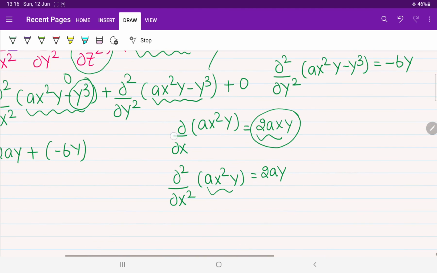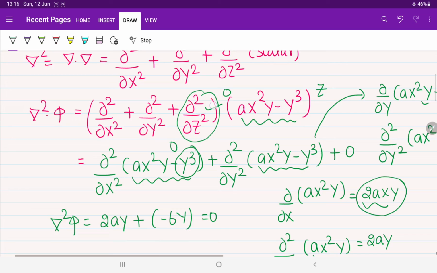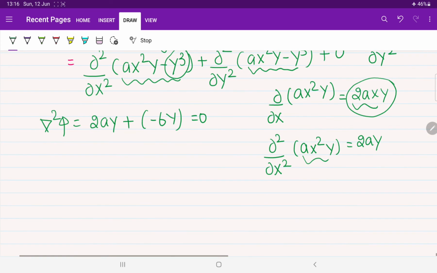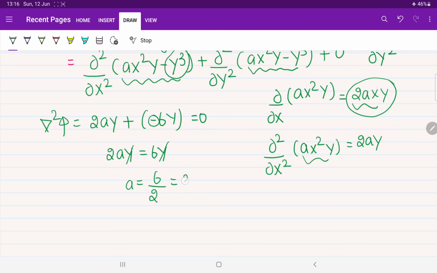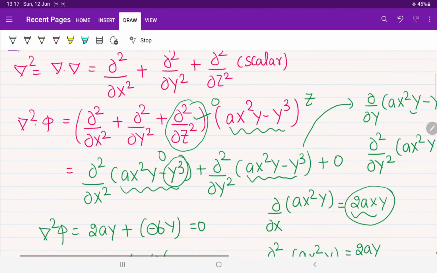Okay sir, after finding all this, what do we have to do? Do you remember what the question is? The question is, if del square phi is equal to 0, then what is the value of a? So if I equate this whole value to 0, what will happen? 2 times ay equals plus 6y, because here it is minus. y will get cancelled out, a will become 6 upon 2, which is equal to 3. So the final answer, the value of a, is 3. If the value of a is 3, then del square phi will become 0.